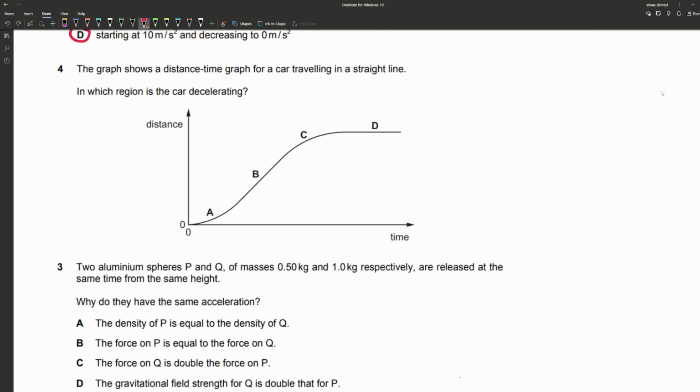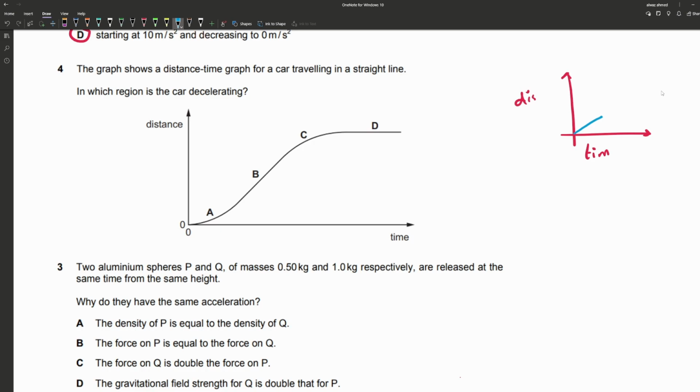Okay, so the next question says the graph shows a distance time graph for a car traveling in a straight line. In which region is the car decelerating? Okay, so let's talk about what is the effect of deceleration on a distance time graph. So for example, I am going to make a distance time graph here. This is a distance time graph. If your car has a constant velocity, your distance time graph will start to look something like this. It will be a straight line with a constant gradient.